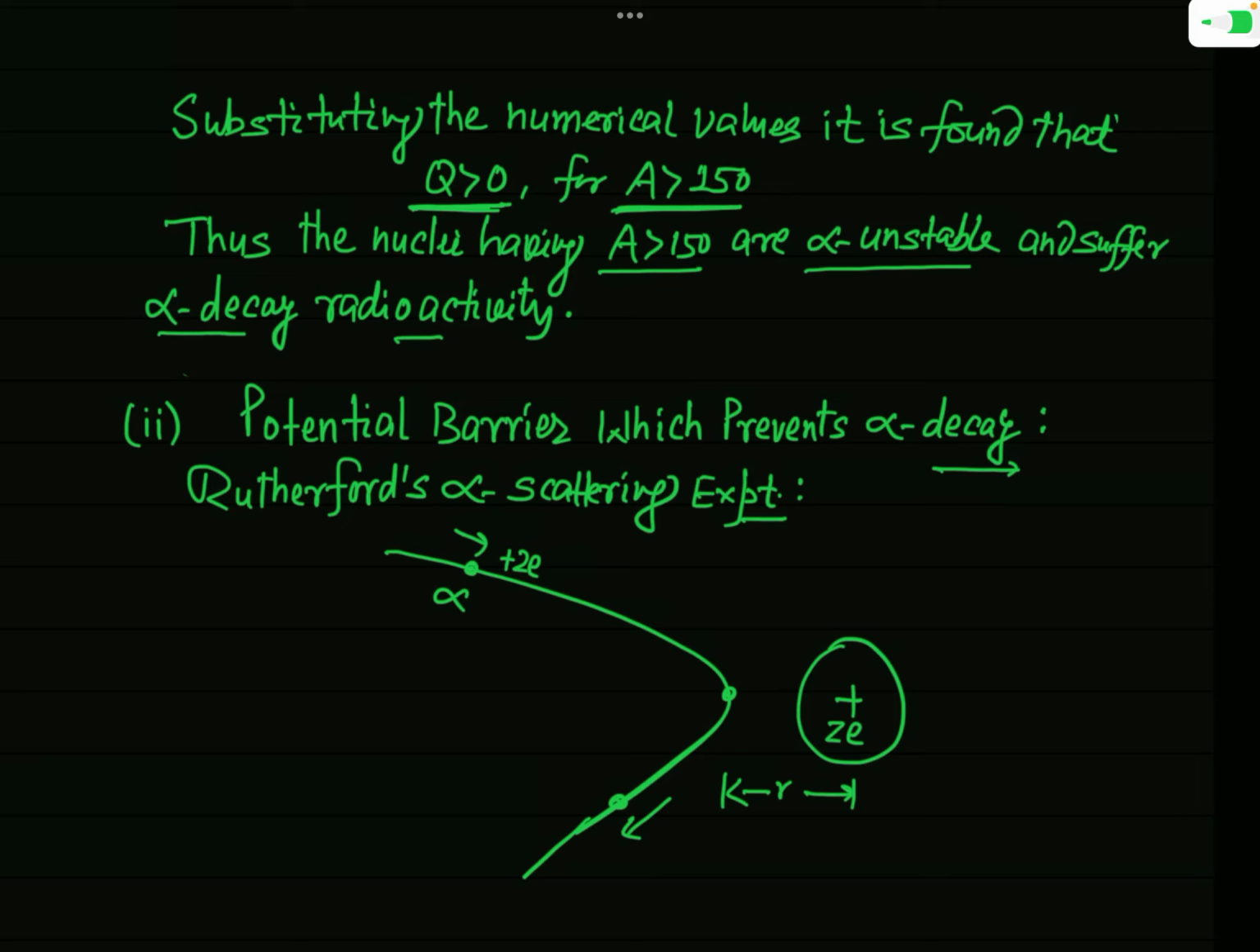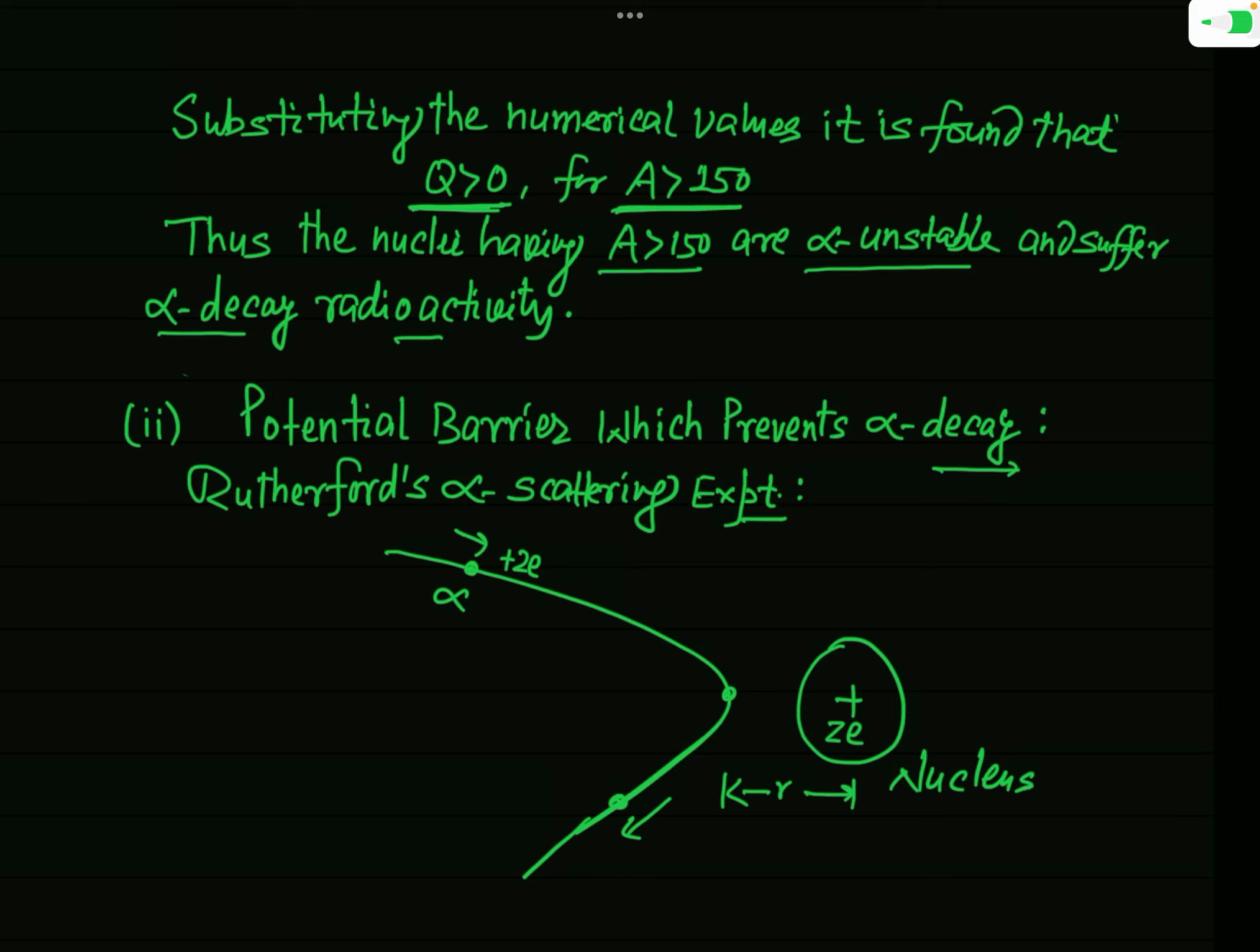You can see this figure. I have denoted that this is a heavy nucleus, and from a radioactive source the alpha particles emitted are aimed to hit this nucleus. As the experiment says, when the alpha particle and the nucleus are far separated, there will be no interaction between them.